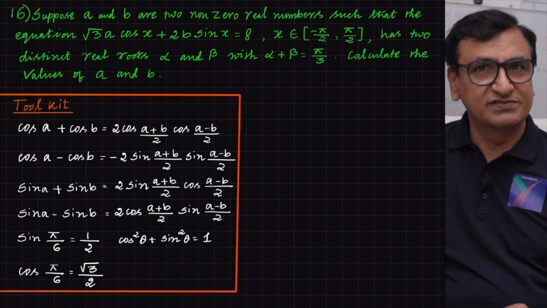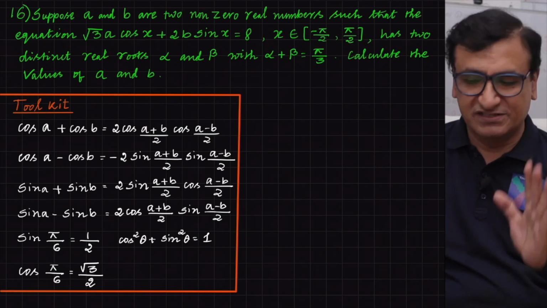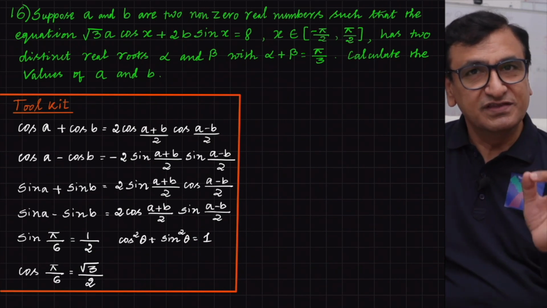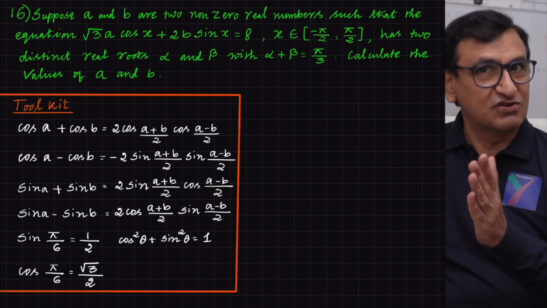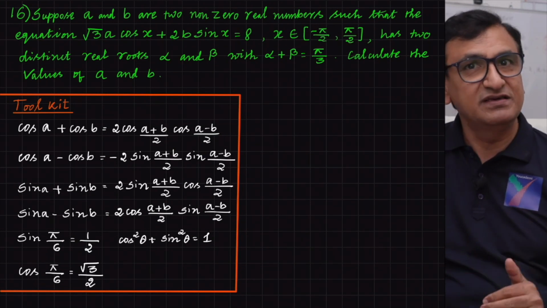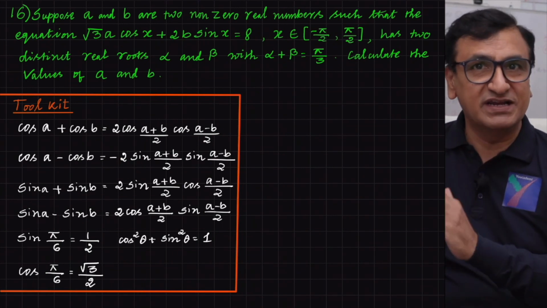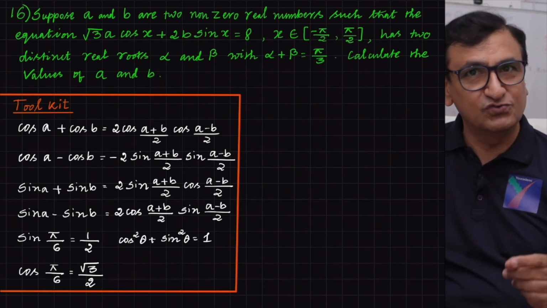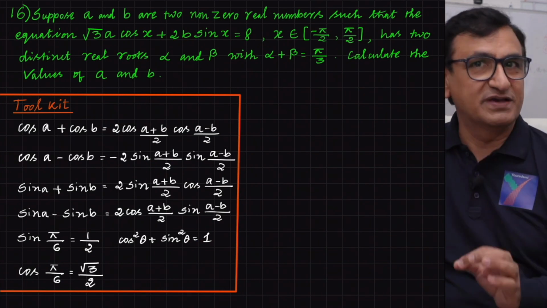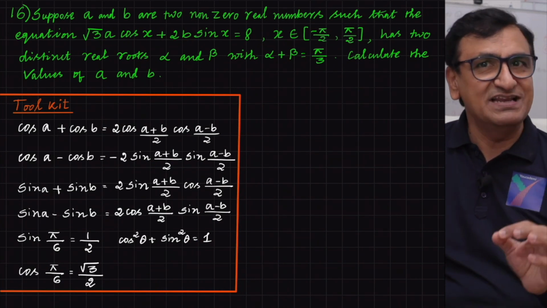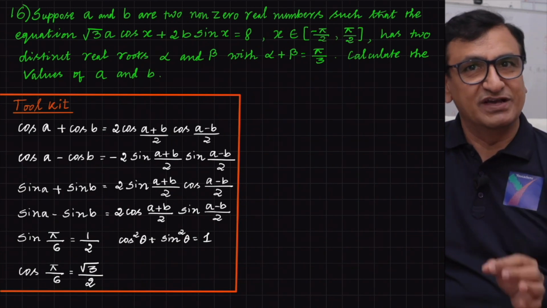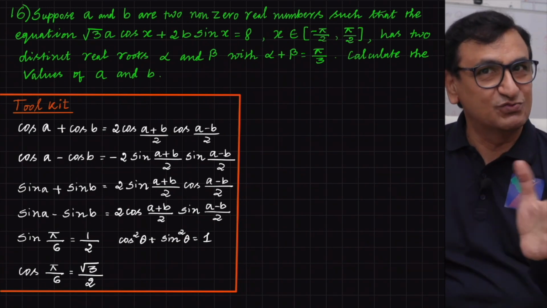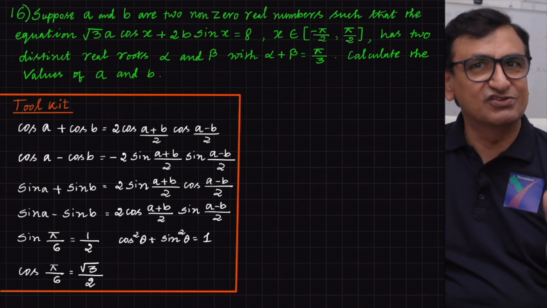In order to solve this, we need the following toolkit. I'm going to use the sum to product formulas, that is cos A plus cos B, cos A minus cos B, sin A plus sin B, and sin A minus sin B. I'm also going to use the values of cos pi by 6 and sin pi by 6, and our usual bread and butter Pythagorean identity, cos square theta plus sin square theta equals 1. Let's get straight into the solution.